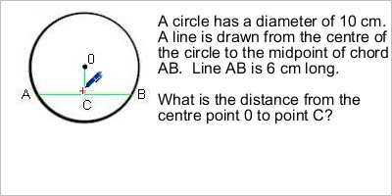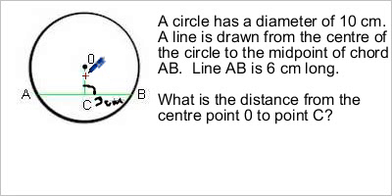Now, because we're drawing a line from the center of the circle to the midpoint of the chord, we know that this line is perpendicular to this line. So we know that this is 90 degrees. We also know that because it's the midpoint, this distance here is going to be the same as this distance here. And we know that line AB is 6 centimeters long, so this distance here is going to be half that, which is 3 centimeters.